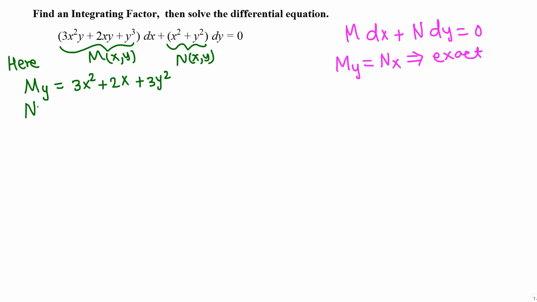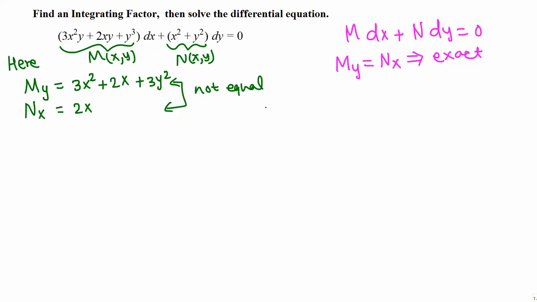Let's find the partial derivative of N with respect to x. With respect to x, the derivative of x squared is 2x, plus the derivative of y squared is 0, because y squared behaves like a constant, and clearly these two are not the same. These are not equal, so this differential equation is not exact. That's why the question is asking us to find an integrating factor, so that this becomes exact, and then we solve this ODE. ODE means ordinary differential equation.